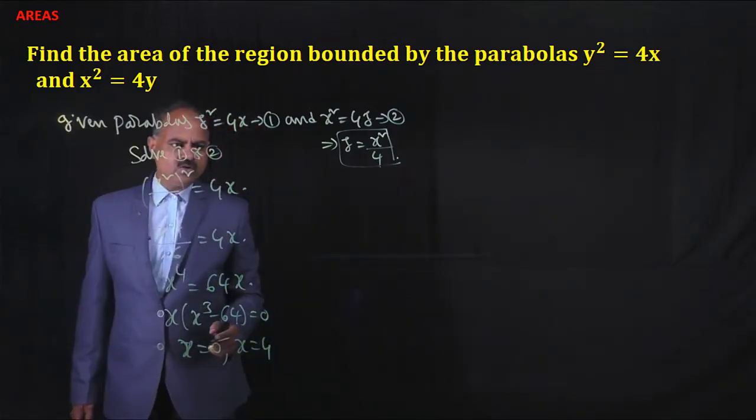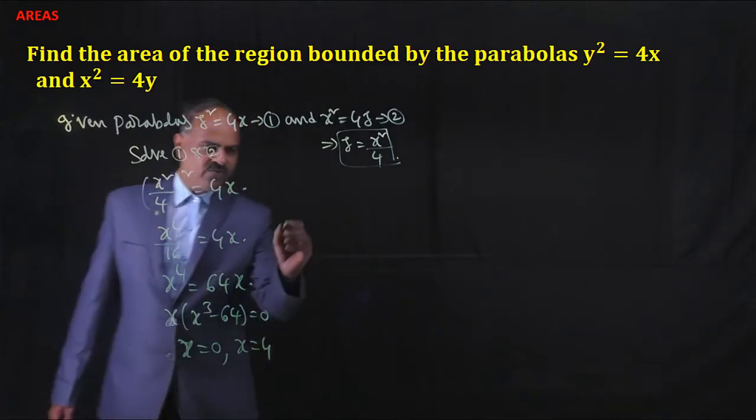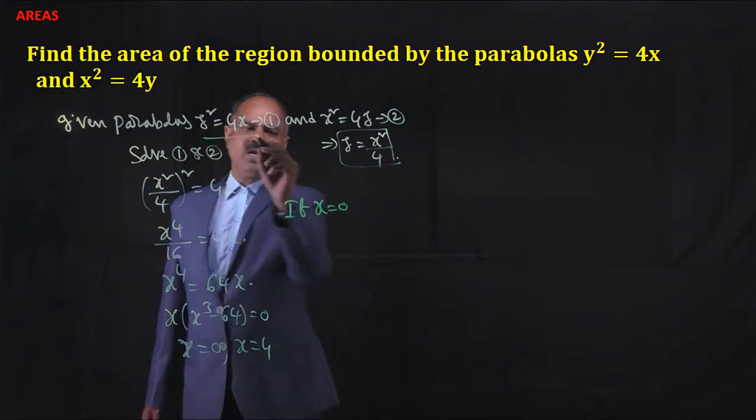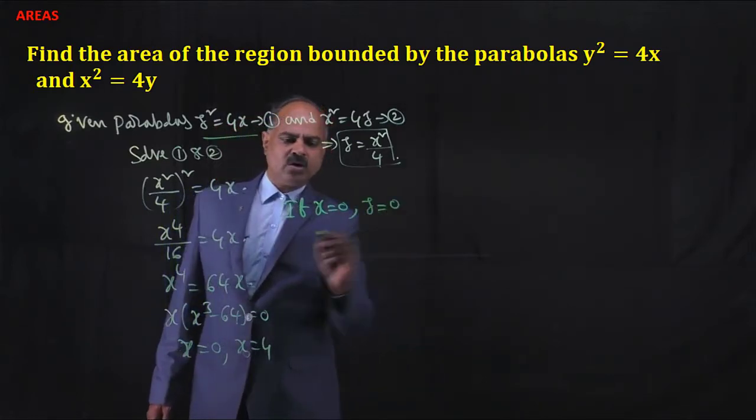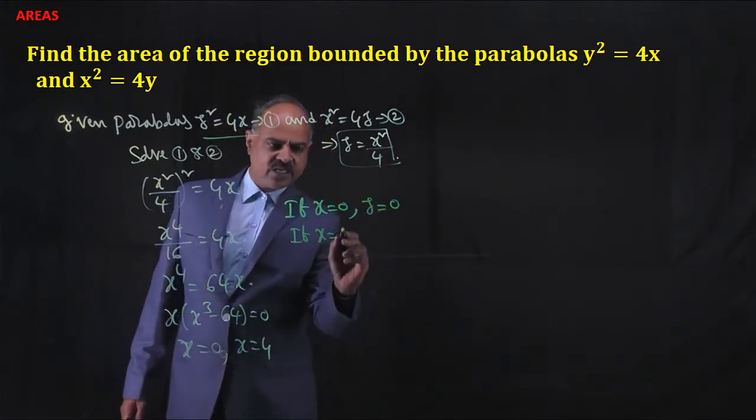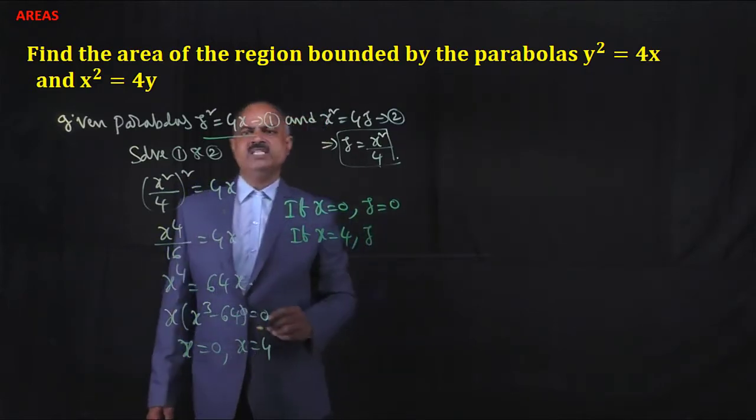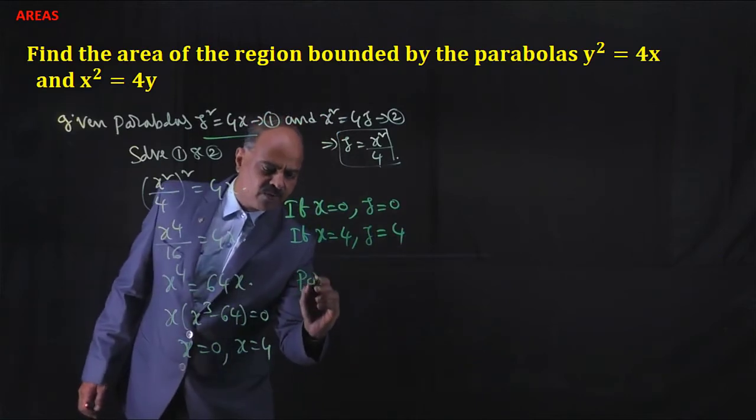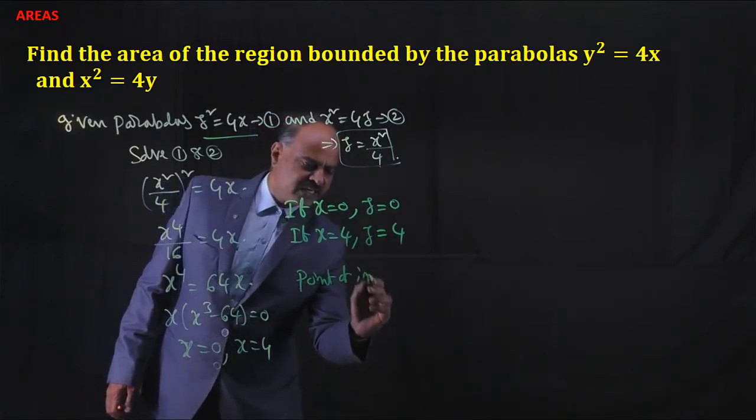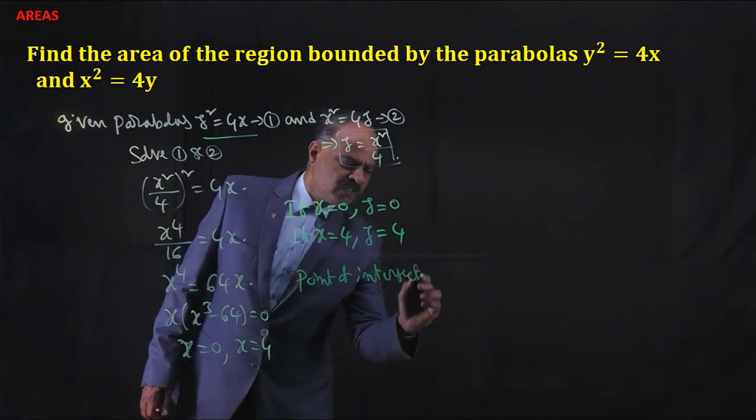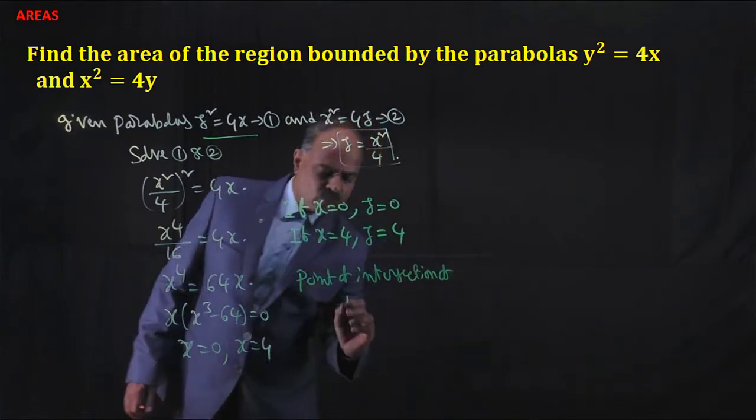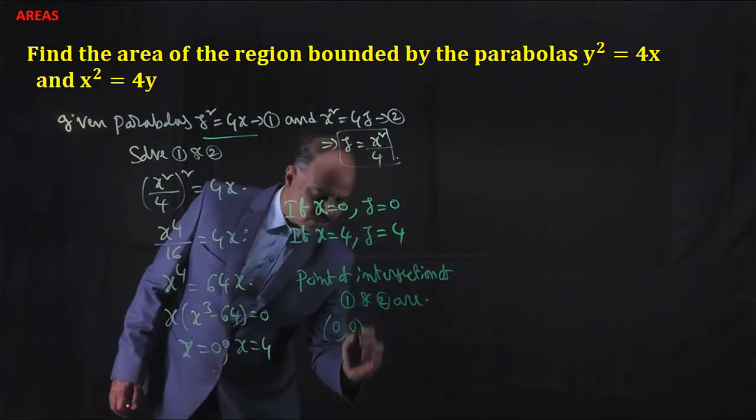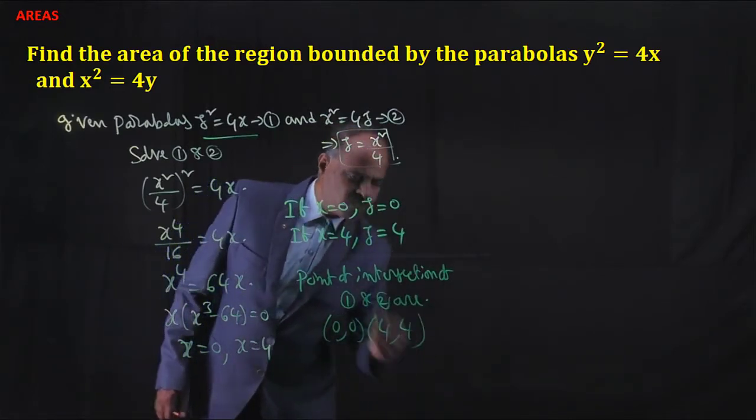If x equals 0, from equation number 1, y equals 0. If x equals 4, y² equals 16, so y equals 4. So the points of intersection of 1 and 2 are (0, 0) and (4, 4).